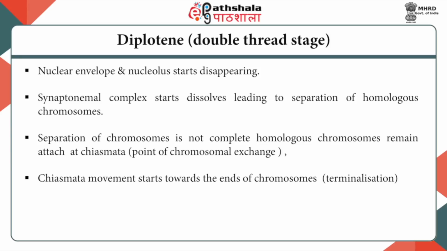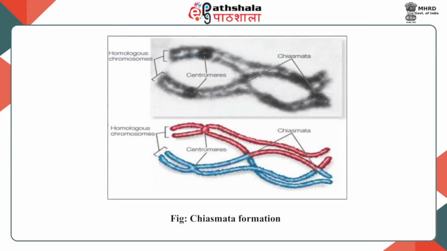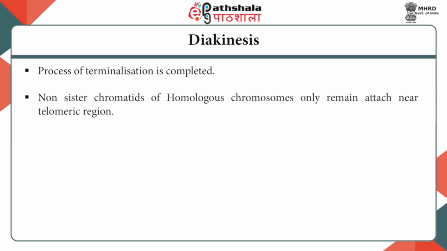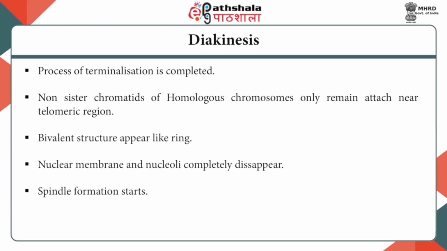In case of vertebrates, diplotene can be an extremely extended phase of oogenesis, during which the bulk of oocyte growth occurs. Diplotene is followed by diakinesis, during which the terminalization is completed and the bivalent structure appears like a ring. The meiotic spindle is also assembled. In this, non-sister chromatids of homologous chromosomes only remain attached near the telomeric region. By the end of diakinesis, nuclear membrane and nucleoli completely disappear.